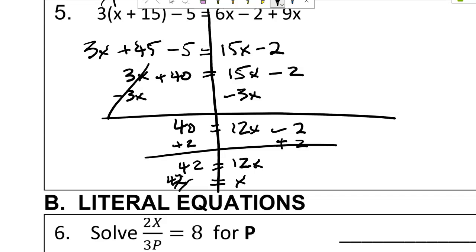Whoops, 42 divided by 12, which if you put that in your calculator, it gives you 3.5, which is the same as, you can either put 3.5 or you can put 7 over 2 because it's the same.